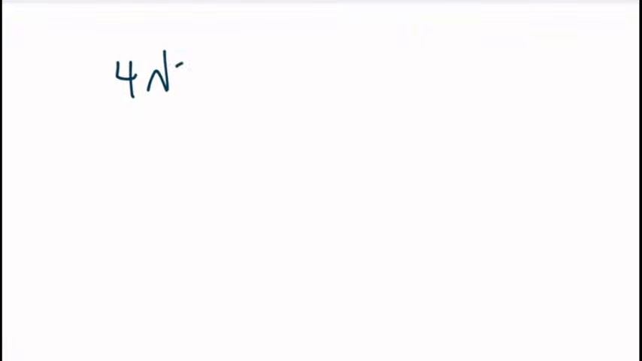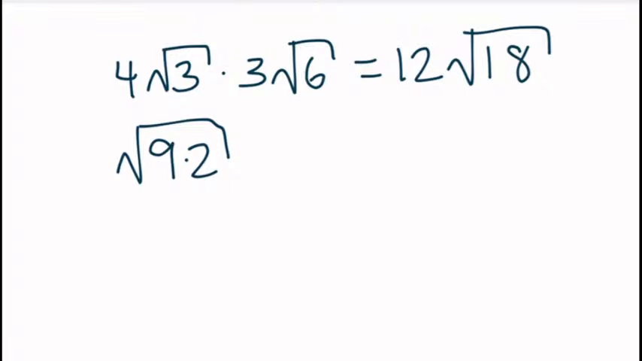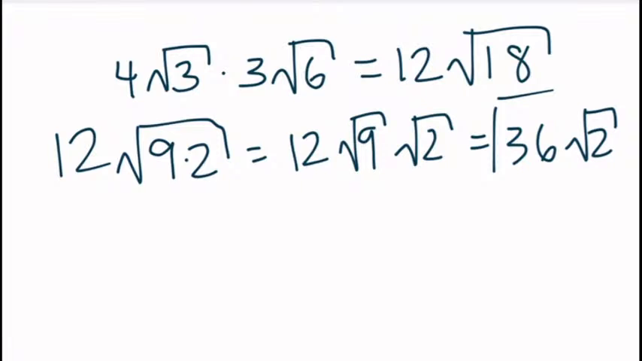Next we have 4 radical 3 times 3 radical 6. First we double check to make sure that the factors are simplified down, and radical 3 and radical 6 are both in their simplest form, so we move on to the coefficients, which are 4 and 3. 4 times 3 is 12, and then we just multiply whatever's inside to get 18. And just like a problem that we did before, radical 18 can be simplified down into 9 times 2. If we put 9 and 2 into their own radicals, we can get rid of the radical 9 because it's a perfect square. So it's going to turn into 3, and then we do 3 times 12, which is 36, and then put the radical to get 36 times radical 2.